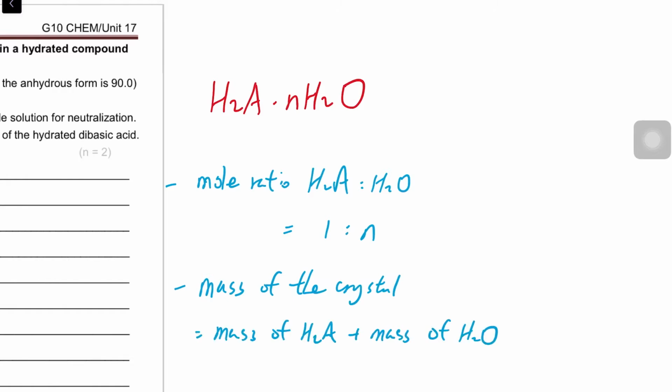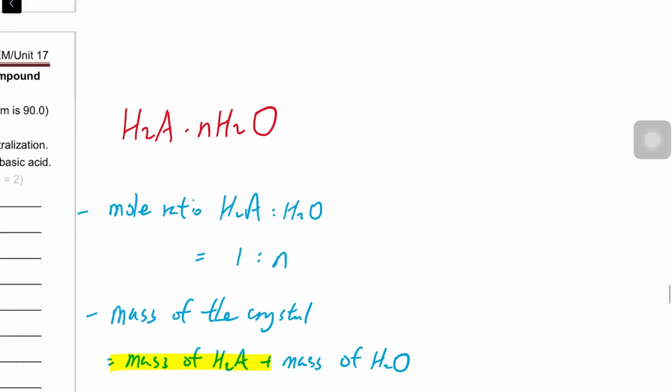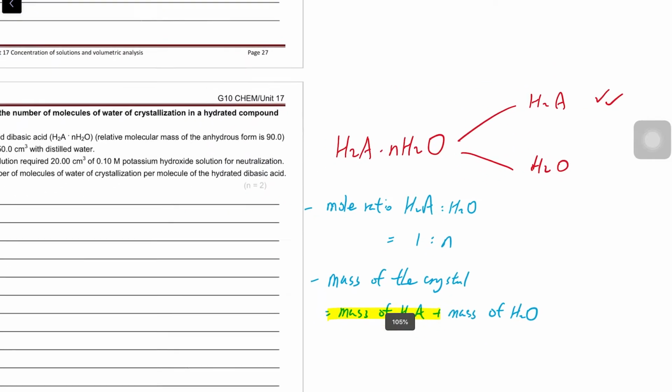This is important because H2A can be detected through the titration, but water cannot. Once it dissolves, it will merge as part of the solution and cannot be figured out again. So we try to consider the problem in this way. After dissolving, the crystal becomes the acid and water, and we need to find out the amount of acid through titration, and that's it. So let's see.